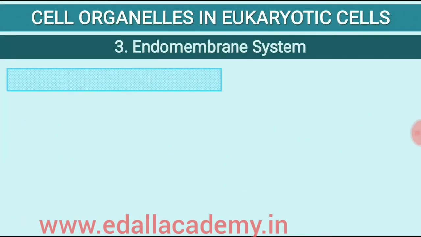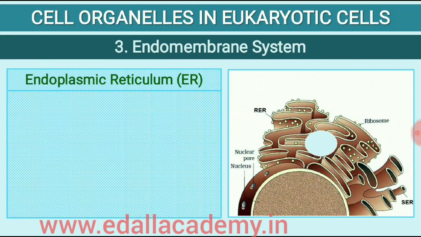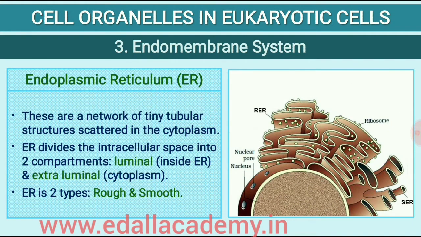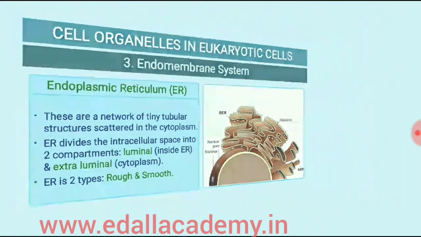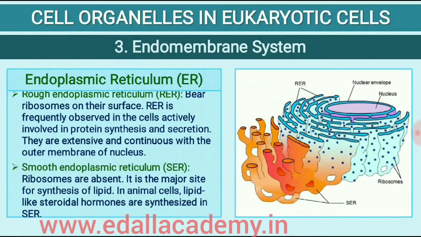8.5.3.1 The endoplasmic reticulum. Electron microscopic studies of eukaryotic cells reveal the presence of a network or reticulum of tiny tubular structures scattered in the cytoplasm that is called the endoplasmic reticulum. It divides the intracellular space into two distinct compartments, that is, luminal, inside, and extraluminal, cytoplasm, compartments. The ER often shows ribosomes attached to its outer surface. The endoplasmic reticulum bearing ribosomes on its surface is called rough endoplasmic reticulum, RER. In the absence of ribosomes they appear smooth and are called smooth endoplasmic reticulum, SER.